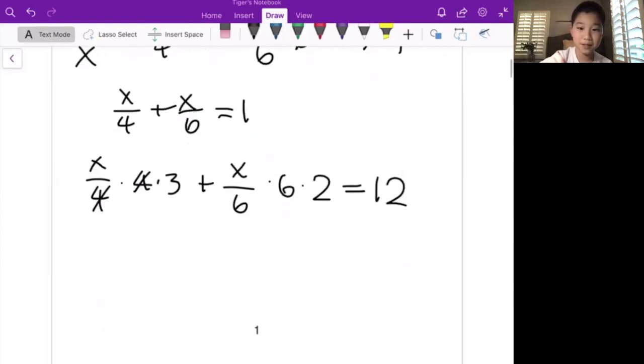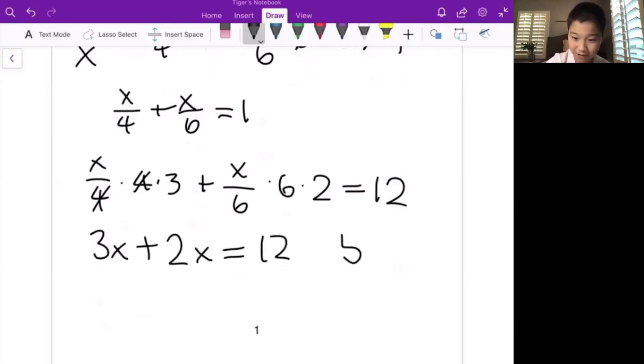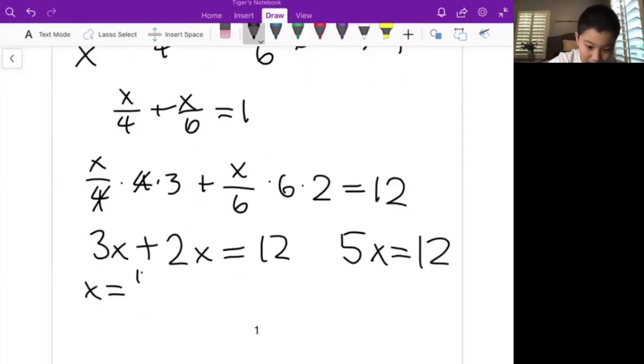So we're left with 3x plus 2x equals 12, or 5x equals 12. So then we can calculate x equals 12 over 5, or 2.4.